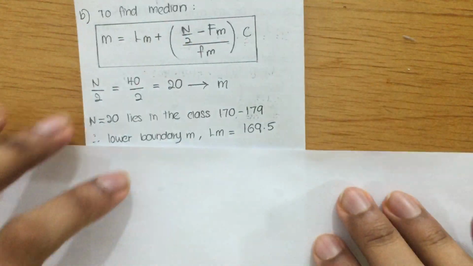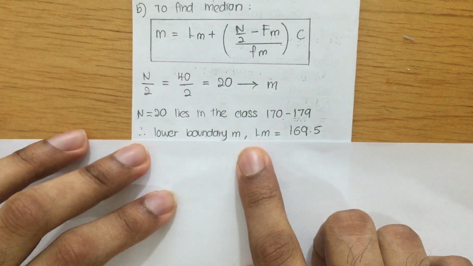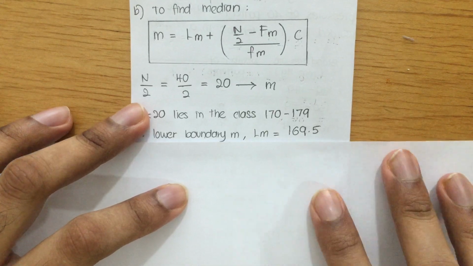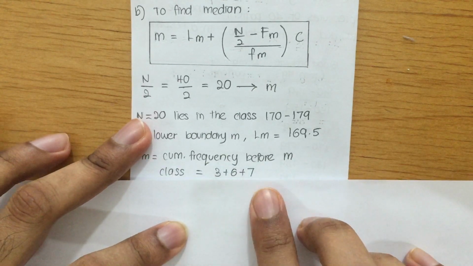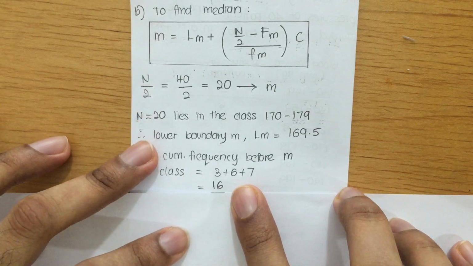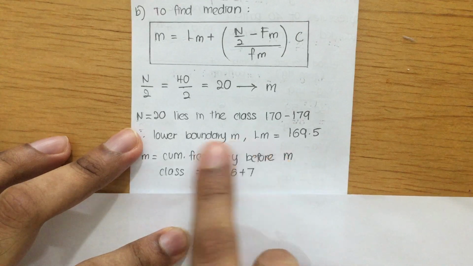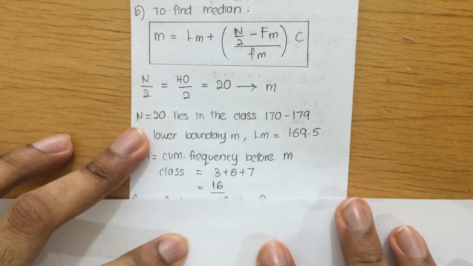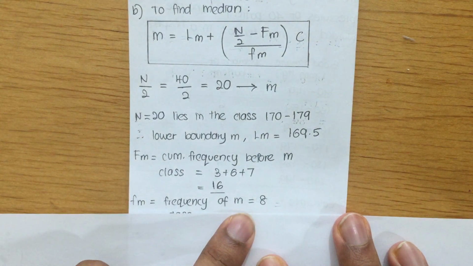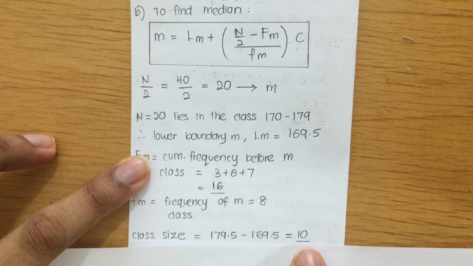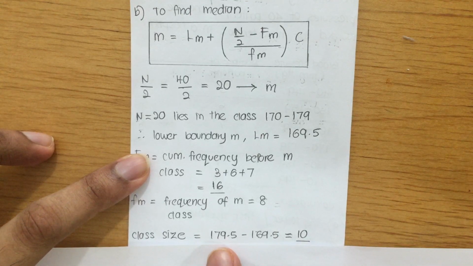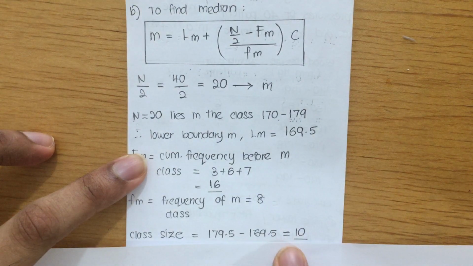Okay, back to our question. In this case, our lower boundary LM is equal to 169.5. For FM, the cumulative frequency before the median class is equal to 3 plus 6 plus 7, which is 16. So 16 is right before the median class, guys. And then fm, the frequency of the median class itself, is 8. The class size remains the same, 10, but if you want to calculate it, it's up to you guys: 179.5 minus 169.5 equals 10.